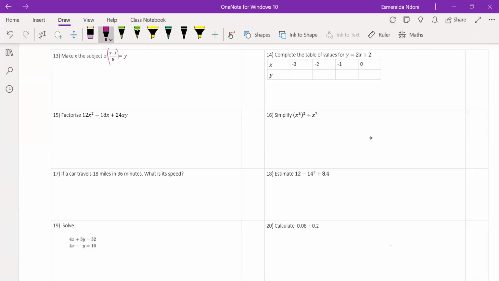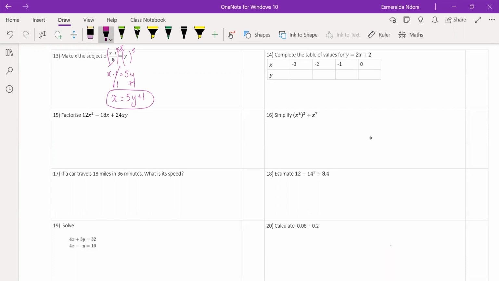So multiplying both sides of your equation by 5. That will get rid of your denominator, and we have x minus 1 equals 5y. We need to get rid of minus 1, and the opposite of that would be a positive 1. That gets rid of it. So x is equal to 5y plus 1. X is now on its own, and you have successfully made X the subject.